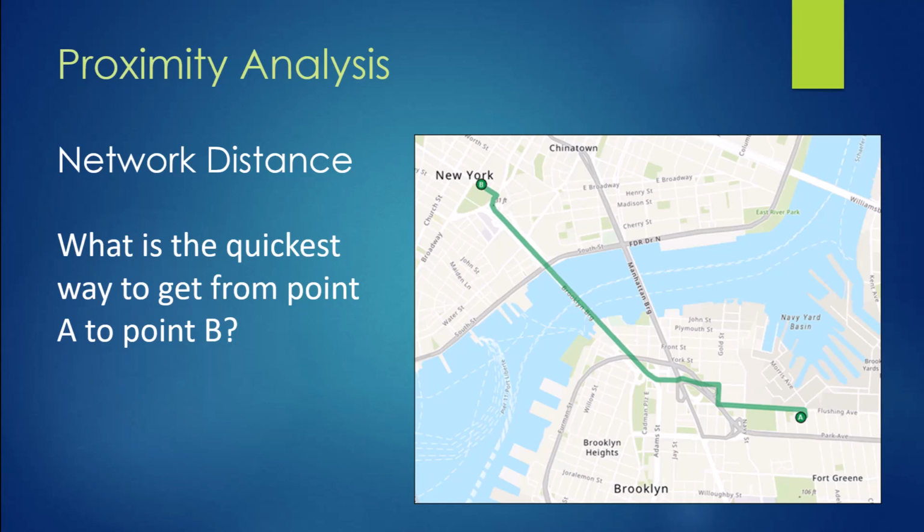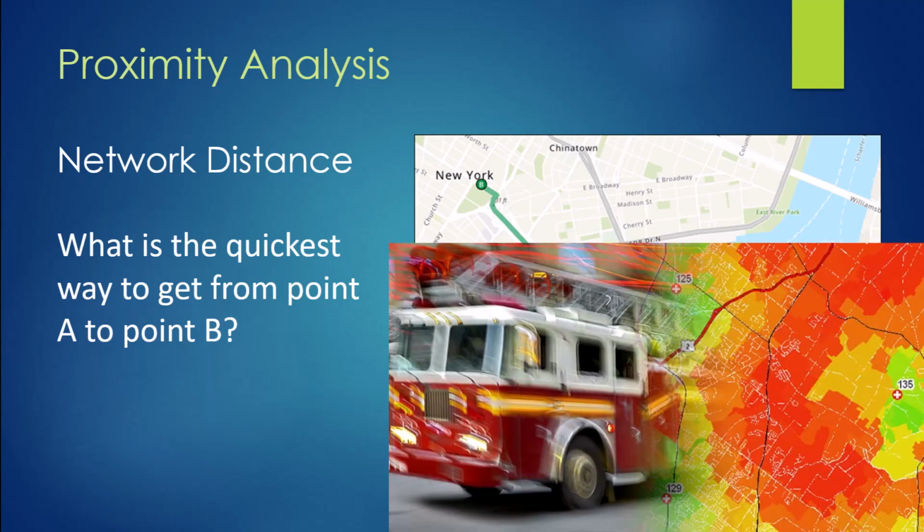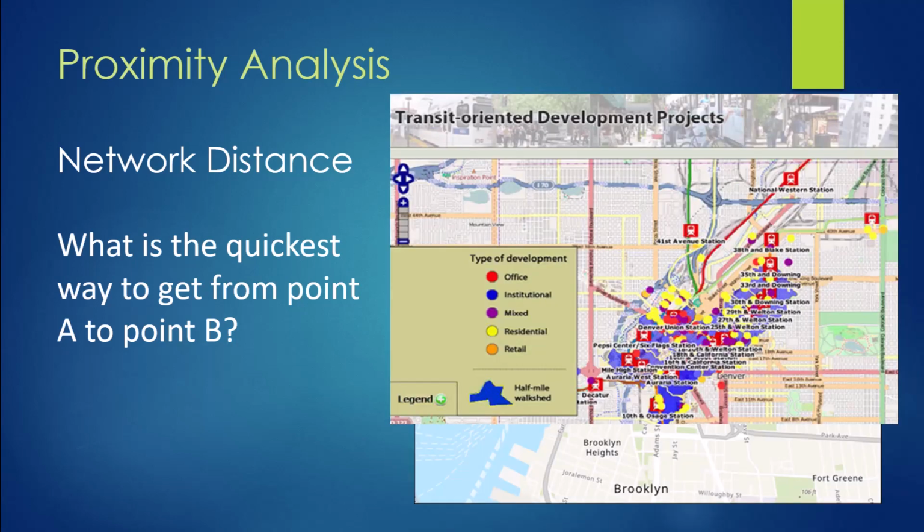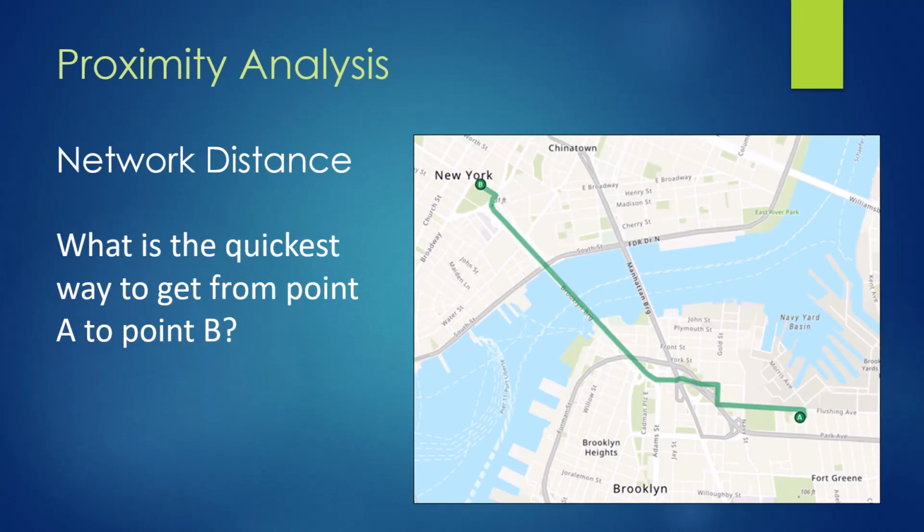So this analysis can be very useful in various scenarios. For example, it can help emergency services find the quickest route to a location, or it can assist in planning transportation networks by identifying areas that need improved connectivity. So in simple terms, network distance analysis in GIS helps calculate the most efficient path between two locations, but it will consider the real-world network and factors that can affect the travel time.